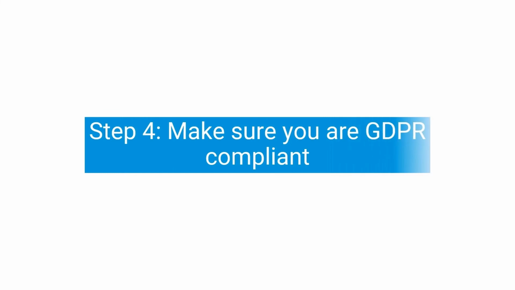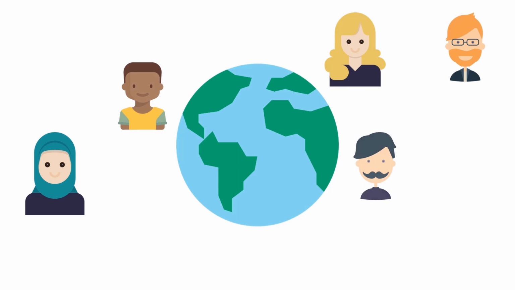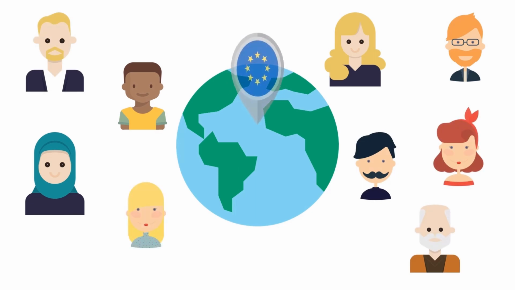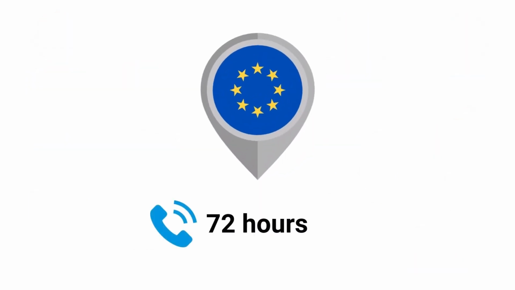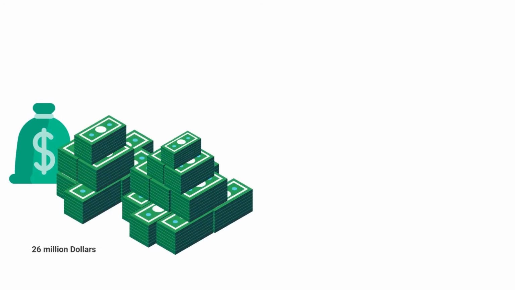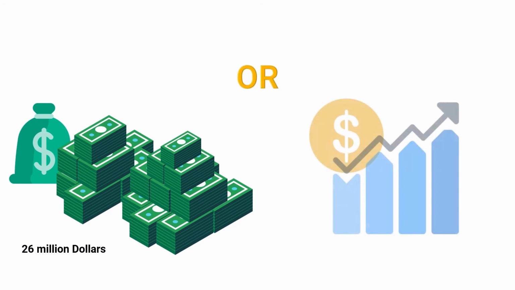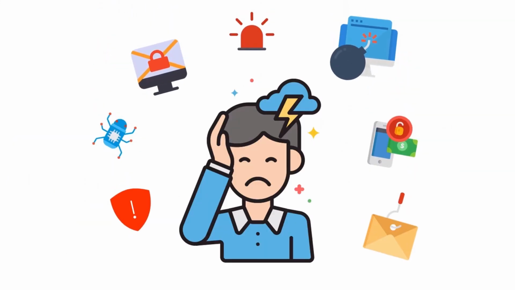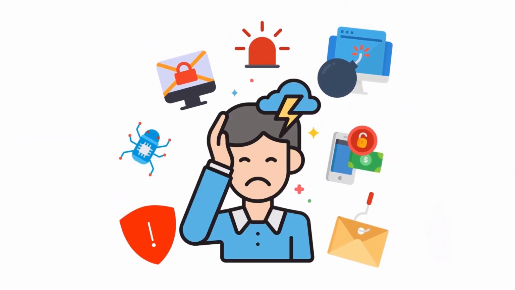Step 4. Make sure you are GDPR compliant. If you have customers in the European Union, you would know that GDPR compliance is mandatory. GDPR requires you to inform the Information Commissioner's Office within 72 hours of a breach. If you don't comply, you could be fined up to £20 million. That's about $26 million US, or around 4% of annual global turnover, whichever is the highest. That's something you can't afford in the midst of an ongoing ransomware attack. Click on the link in the description to report a breach to the European Information Commissioner's Office.